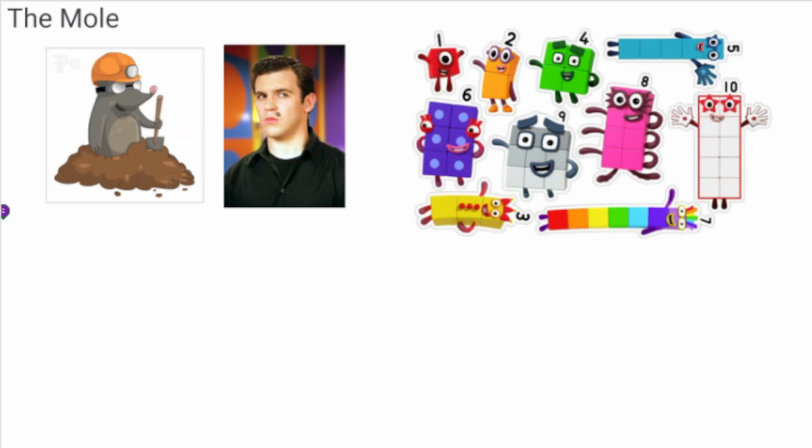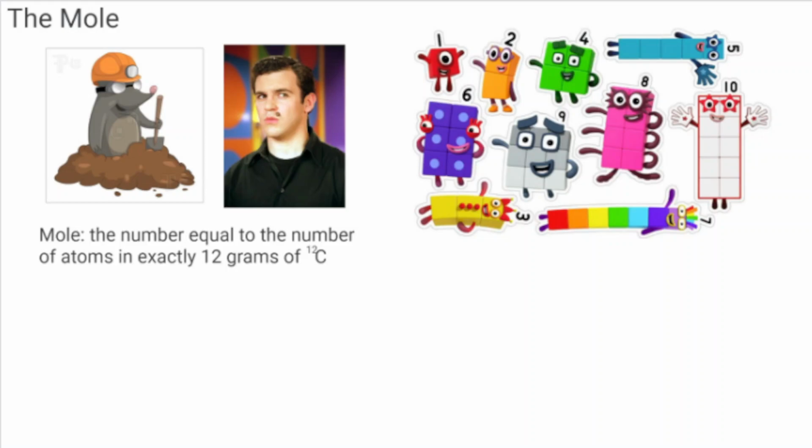And this really big number is kind of specific. The mole is the number equal to the number of atoms exactly in 12 grams of carbon 12. Now, this definition will be important here in a little bit, but what is this number? Well, this number is 6.02214 times 10 to the 23.